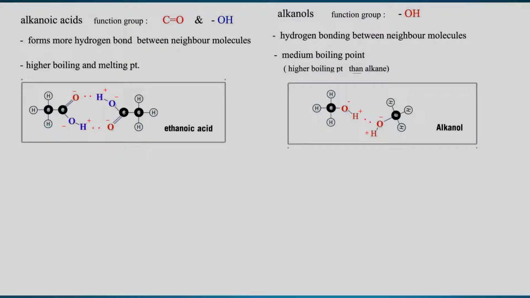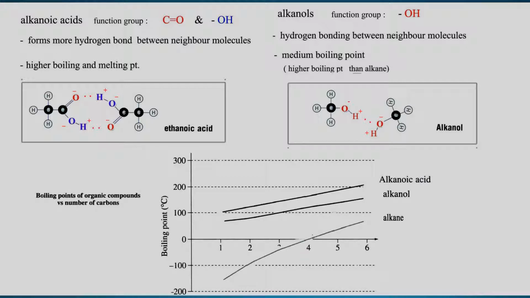I'm going to look at the graph to demonstrate that this higher boiling point is because of more hydrogen bonds. Now I'm going to show three lines. Earlier we learned alkane. What is alkane? Hydrocarbon. Hydrocarbons are non-polar molecules. Between them they form dispersion force. So the boiling points are low, between -100 and 0.